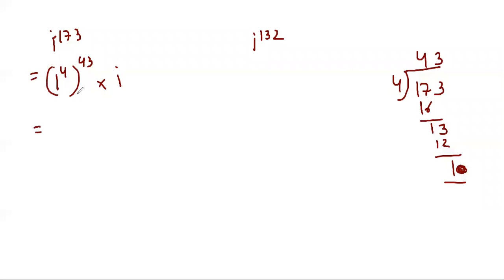So i raised to 4 is 1. 1 raised to 43 will be 1 into i. So your answer should be i. The first answer is i.